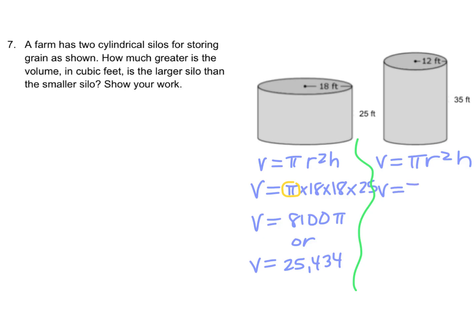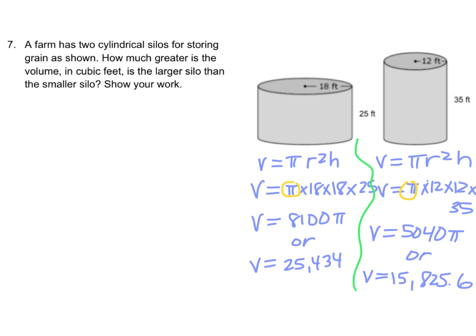And then the other cylinder, let's see, the radius is 12. So I go 12 times 12 times the height of 35. Okay, in terms of pi, if I don't type in the pi and just do the regular digits, I'm going to get 5,040 pi. Or I can go ahead and multiply that by 3.14 and get 15,825.6. Okay, so this one right here is bigger.